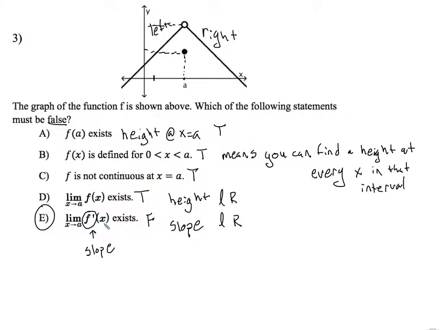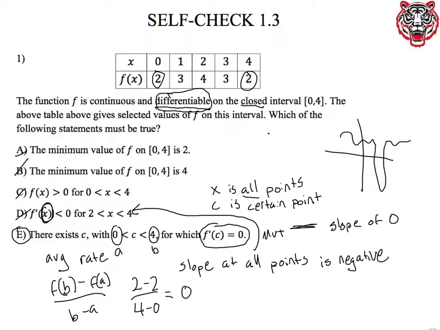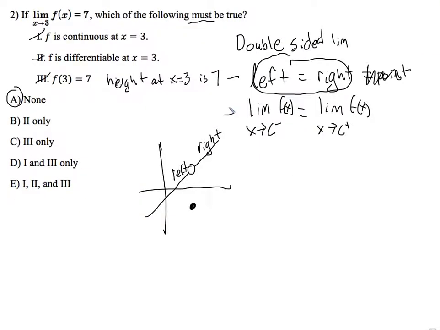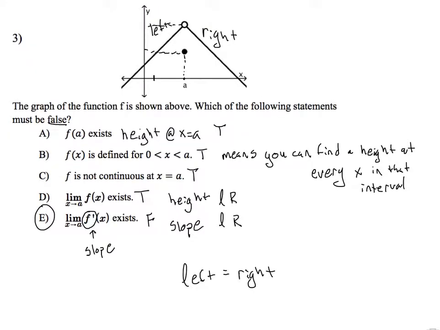The slope does not come together. The left and right part of the slope do not equal each other. Remember, double-sided limit as x approaches a without any positives or negatives means that the left and right need to be equal to each other. Left needs to equal right. And I have the notation all the way back here in this slide. Limit as x approaches c from the negative side of f of x. That's how you say left. Are we good on 3?